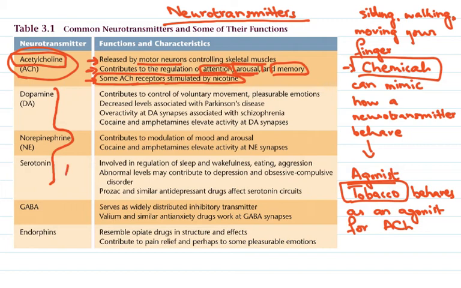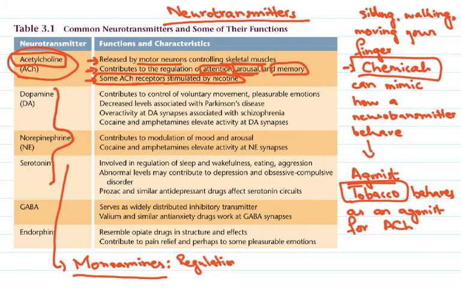And this group is what are called monoamines, right? And monoamines play a huge role in the regulation of mood. Let's look at these individually as well. So, for example, dopamine is one neurotransmitter. And what dopamine does is that it contributes to control of voluntary movement, right?